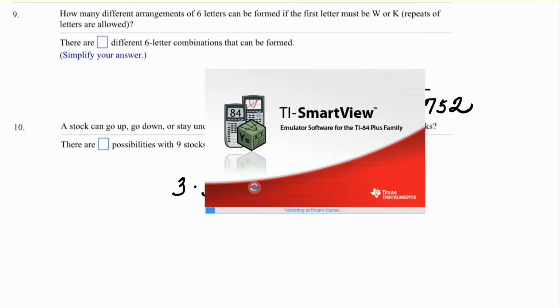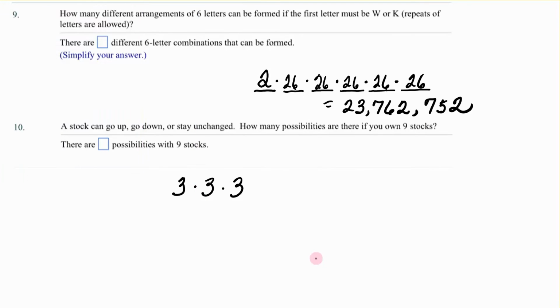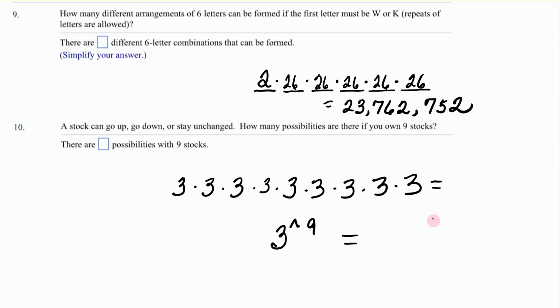Whoops. Sorry, I accidentally opened the calculator. Make that go down. 3, 3, 3, 3, 3. I think I have 9. 1, 2, 3, 4, 5, 6, 7, 8, 9. Once I realized I was doing that, I might have stopped and said that's 3 to the 9th power. Either way you do it, you're going to get 19,683. And that's all there is to the fundamental counting principle.